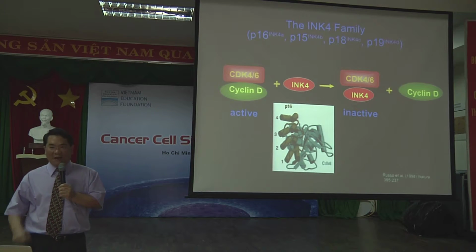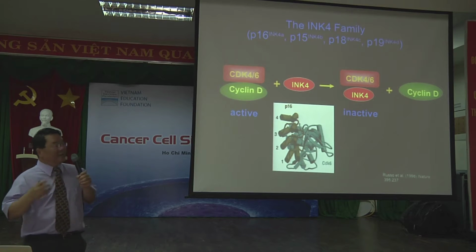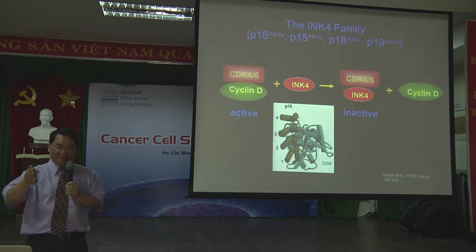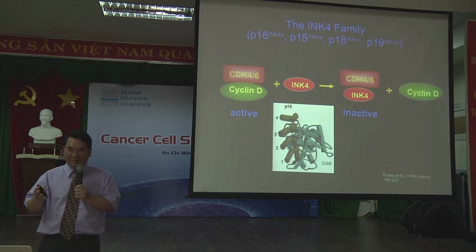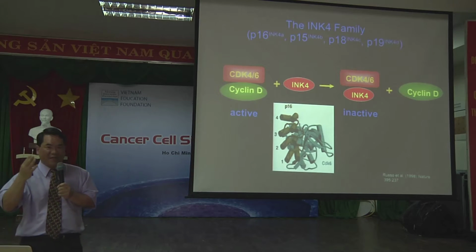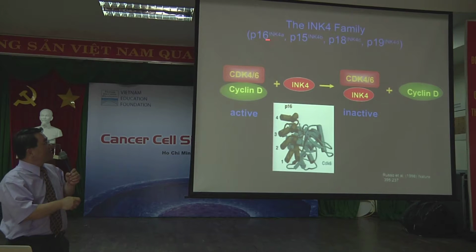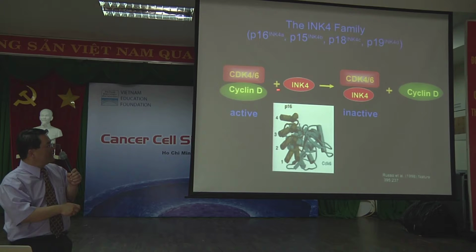So I want to introduce you to the INK4 family. How could they inactivate CDK4? The name comes from inhibitor of CDK4. Now you see that all these INK4 family members inhibit CDK4 by competing with cyclin D. They will bind to CDK4 or CDK6 directly.